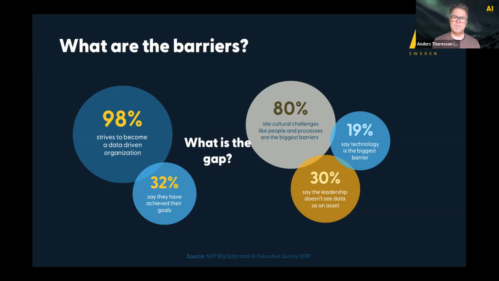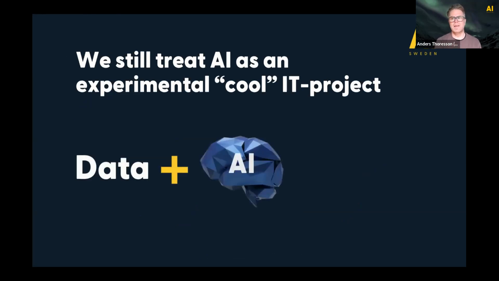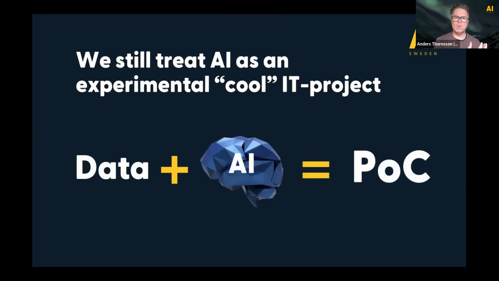Only 19%, 1 in 5, says that technology is the biggest and most important barrier in their AI journey. So when you are starting to talk about AI implementation, looking at the technology side is not always the right place to start. You have to start to think about other areas that are more important if you really want to start working with AI. And the reason for that is that we still treat AI as an experimental, cool IT project where we take our data, we take the AI models, the technology, and combine them into a proof of concept where we try out the technology and make sure that it can be used in the way that we envision. But the problem with this is that a proof of concept is not necessarily a proof of value.